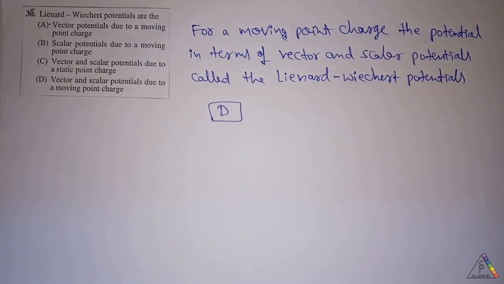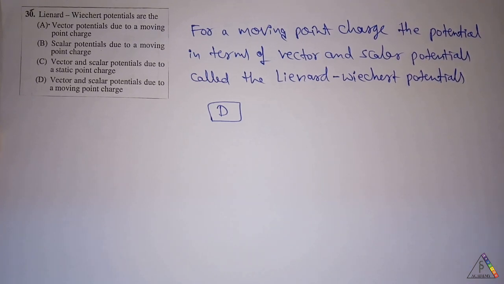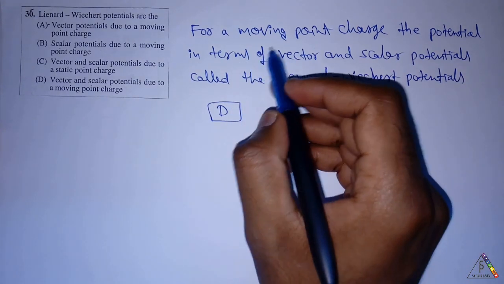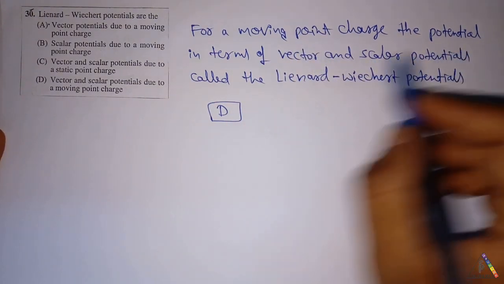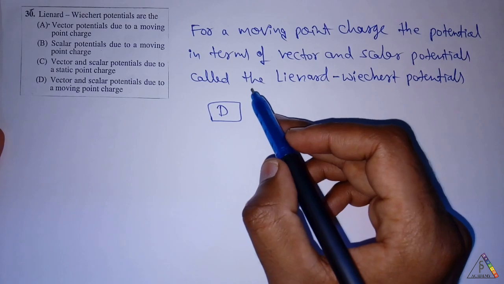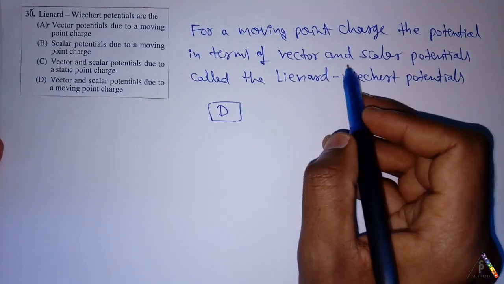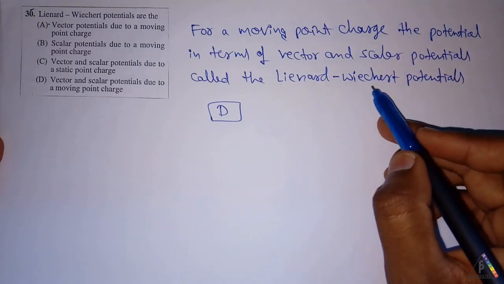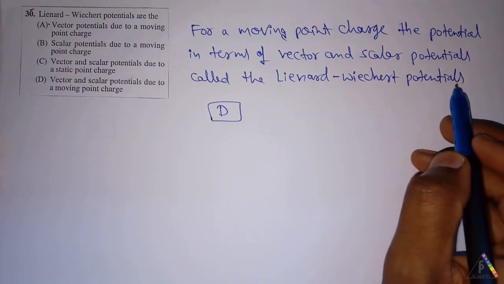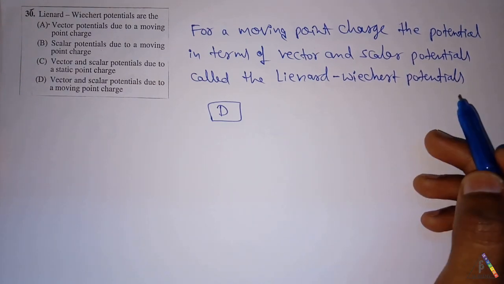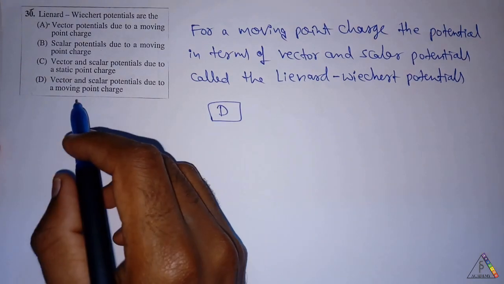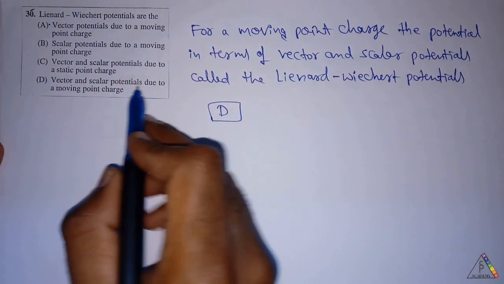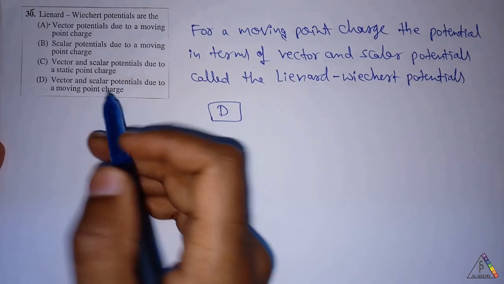Next question is, Liénard-Wiechert potentials are the. We know that for a moving point charge, the potential which can be expressed in terms of vector and scalar potentials are called the Liénard-Wiechert potentials. Therefore, for this question, the answer is D option, that is vector and scalar potential due to a moving point charge.